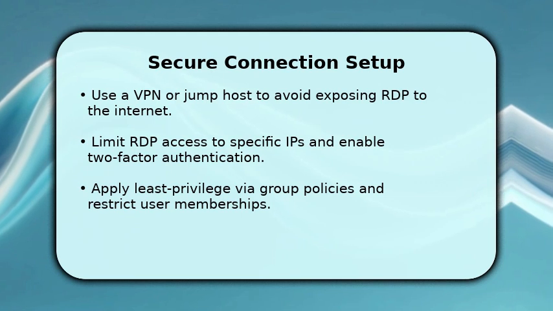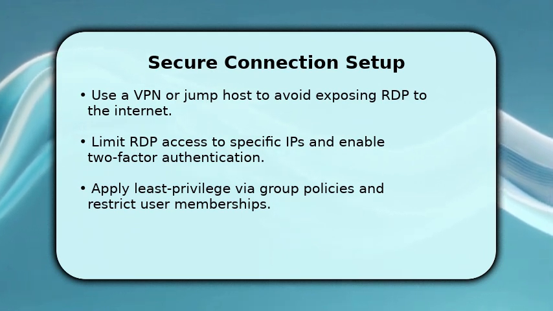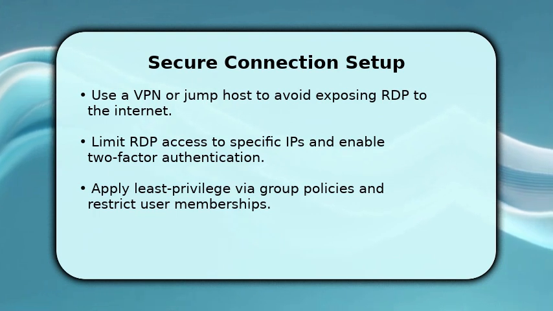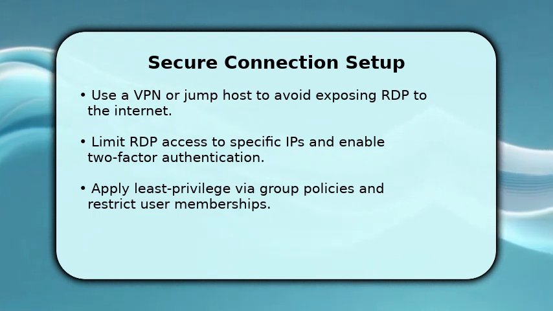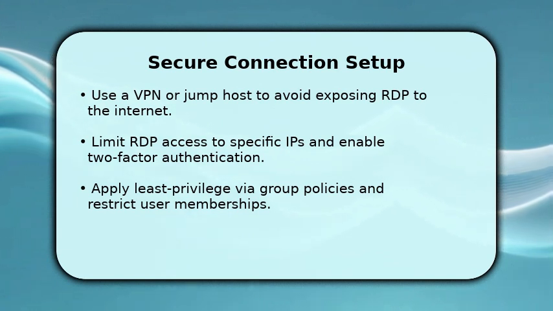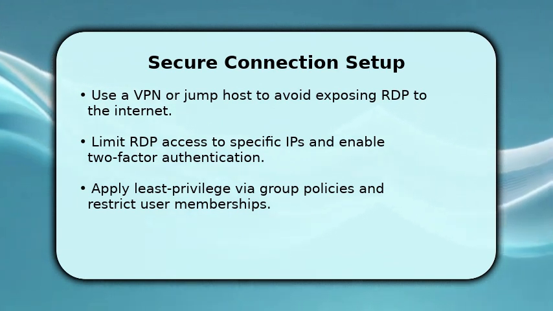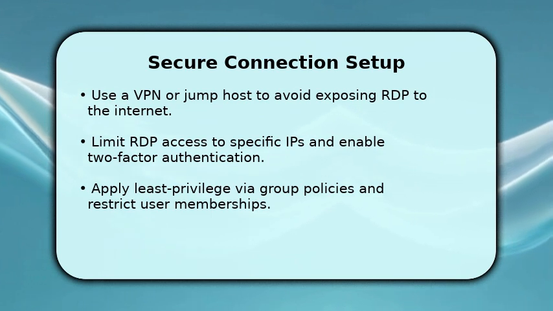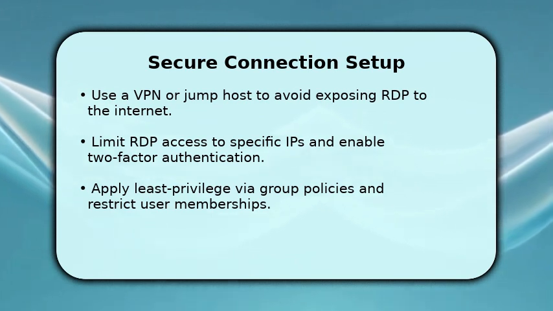Then, make sure firewall rules only allow known IPs and enable two-factor authentication if available to add another layer against stolen credentials. At the same time, enforce least privilege through group policies and restrict which user accounts can log on via RDP. These measures reduce the blast radius if credentials are compromised.